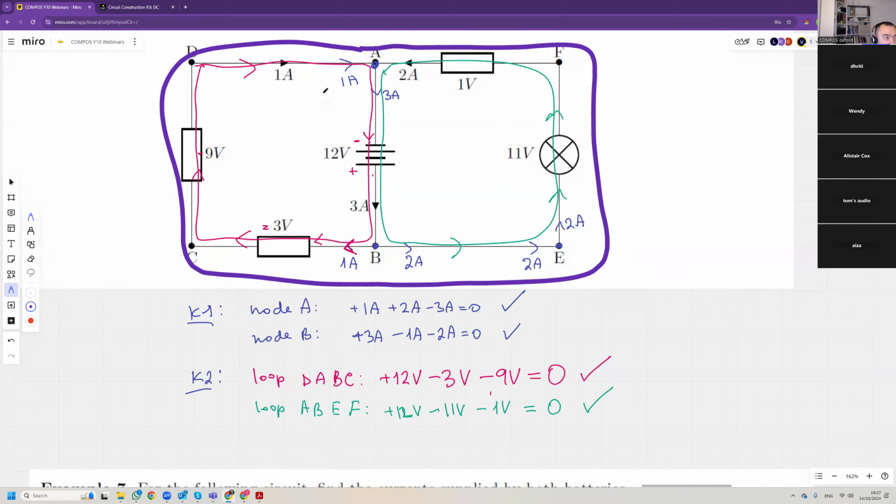Now, here at places you will go with the flow and somewhere you will go against the flow. So it doesn't matter which way you go. Let's go clockwise. So loop D, F, E, C. We don't need A. D, F, E, C.